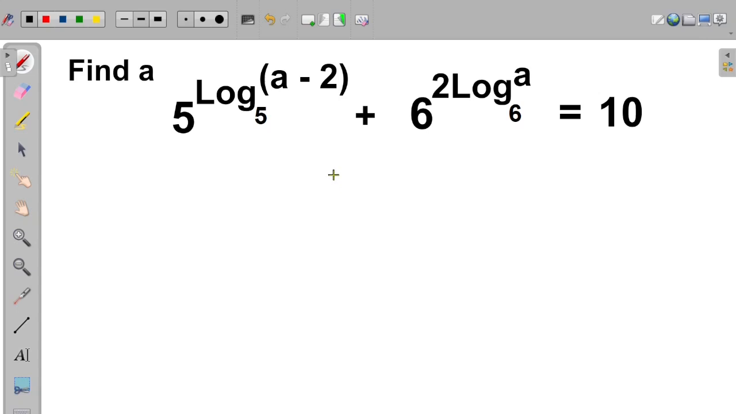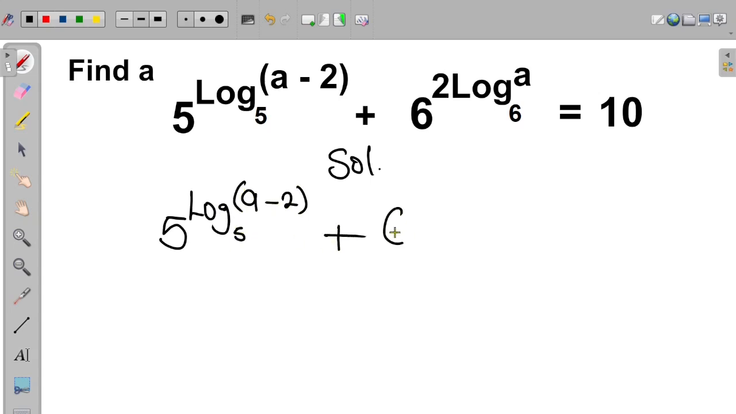Hello everyone, we are asked to find a given this exponential form of logarithmic equation. So we are given that 5 to the power of log (a minus 2) in base 5 plus 6 to the power of 2 log a to base 6 is equal to 10.